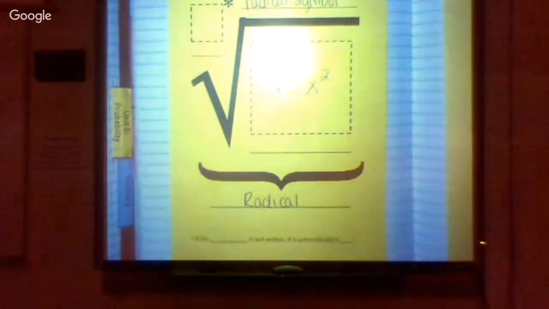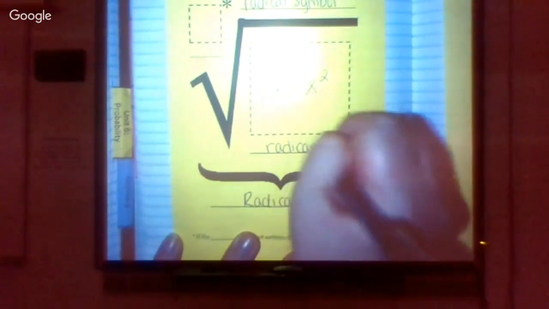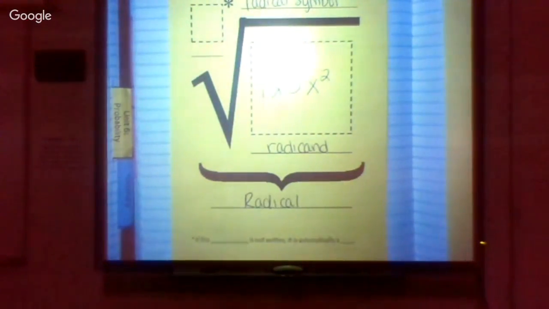Underneath your symbol, you will always have a number or a number in letters. So something like this. This part of your radical is called the radicand. This is the number or the variables that we're taking the root of. So, for instance, if I give you the number 25, what is the square root of 25? 5. 5 times 5 is 25. So your radicand is what you're taking the root of.